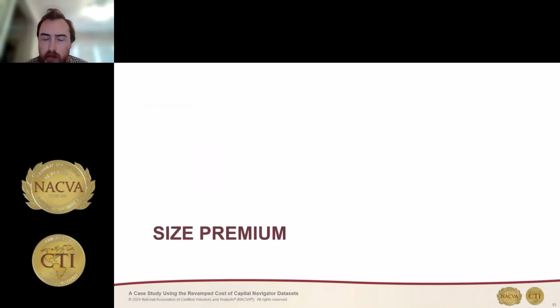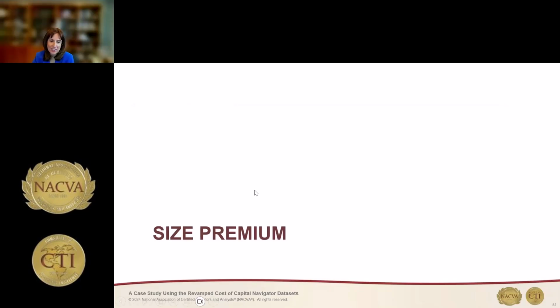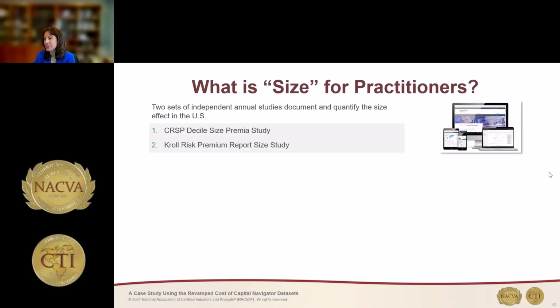Now I'll advance to Carla, who will talk about size premium. And of course, this is a very high level size premium, and a lot of you will know this by heart. So this is just a summary so that we can go into how to use the data together.